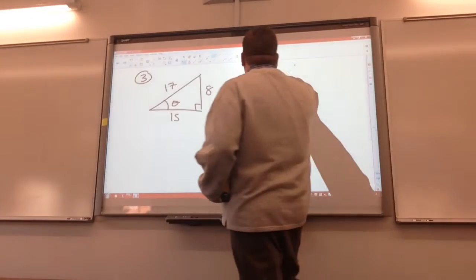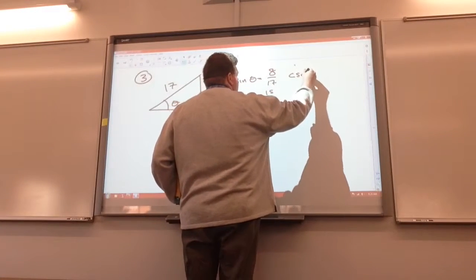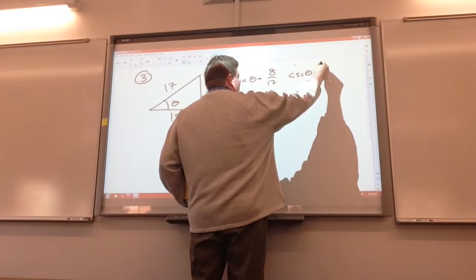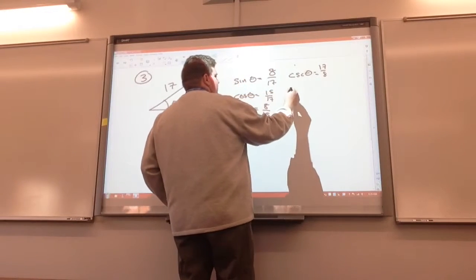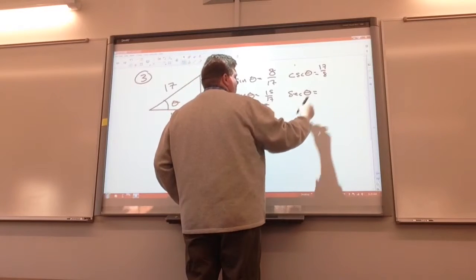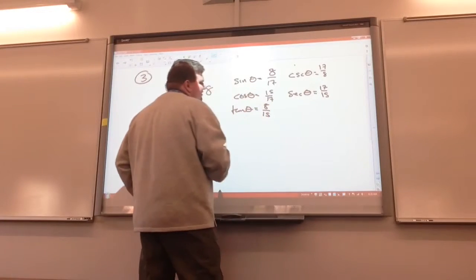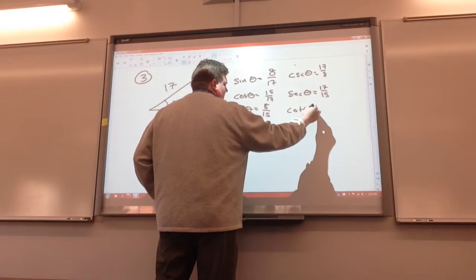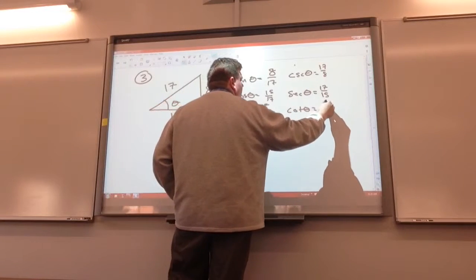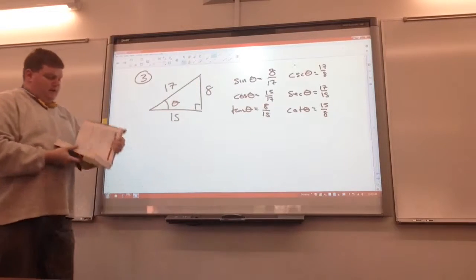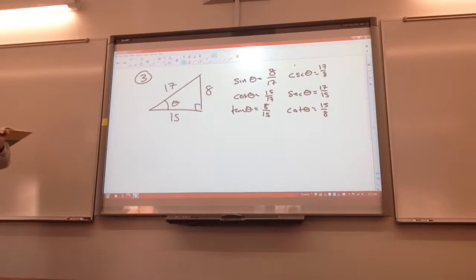So the cosecant is the flip of the sine, which would be what? 17 over 8. The secant is the flip of the cosine, which is 17 over 15. And the last one, the cotangent, is the flip of the tangent, which would be 15 over 8. Good. And so you want to try to remember these things as such. Any questions there? All right, good. So that's how this works.